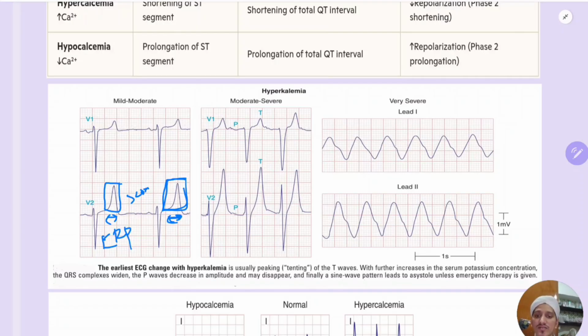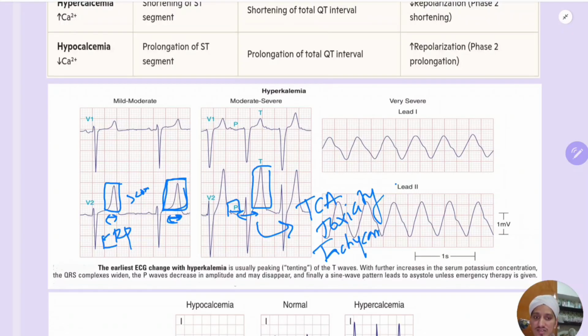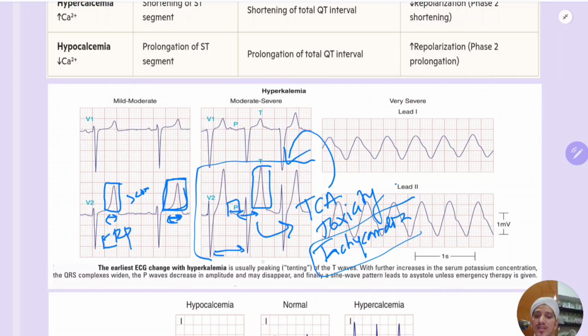In severe hyperkalemia, you can see dampening or flattening of the P wave and then widening of the QRS complex, and still you can see tall T waves. You should differentiate this from tricyclic antidepressant toxicity. How will you differentiate? By tachycardia. That is the only thing you can differentiate by. Tricyclic antidepressant toxicity will have the same ECG, but if you calculate the rate, it is approximately 100 beats per minute.